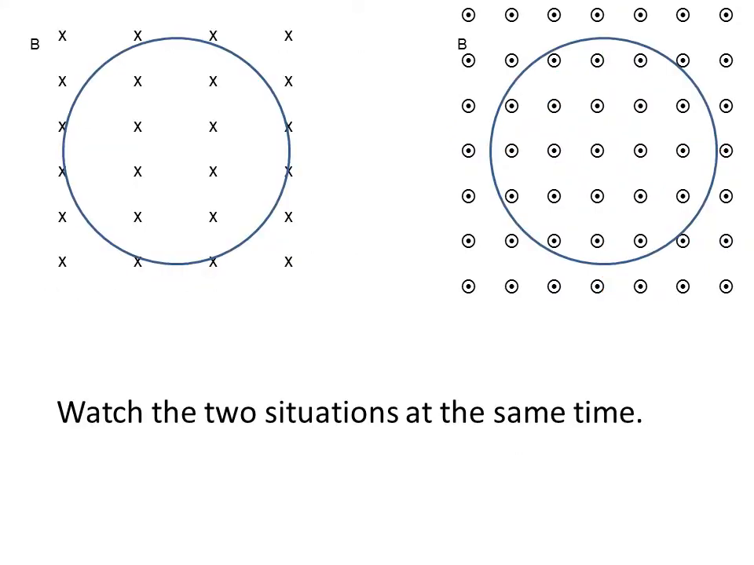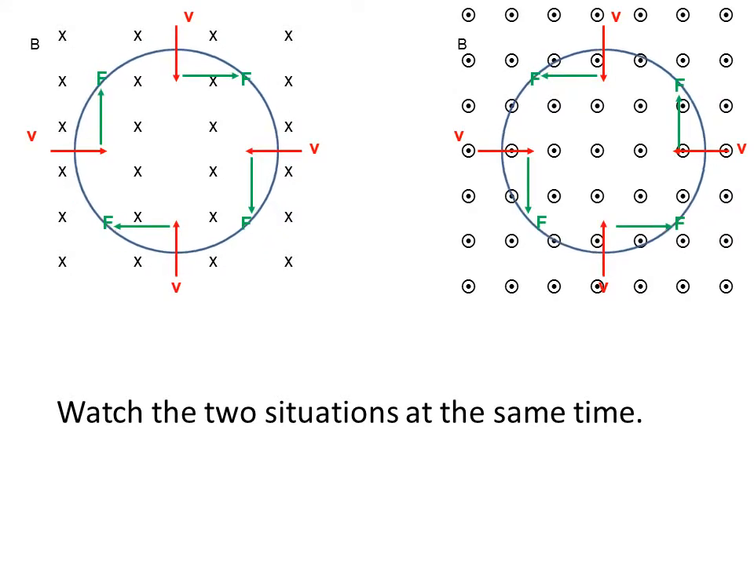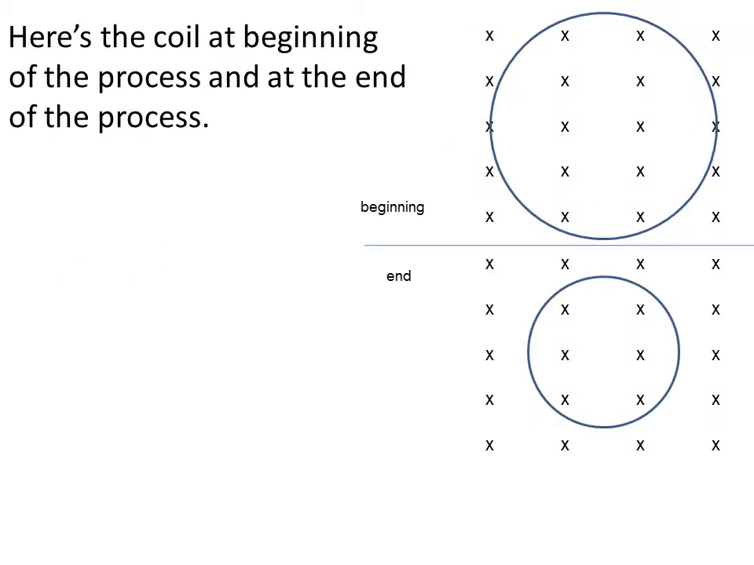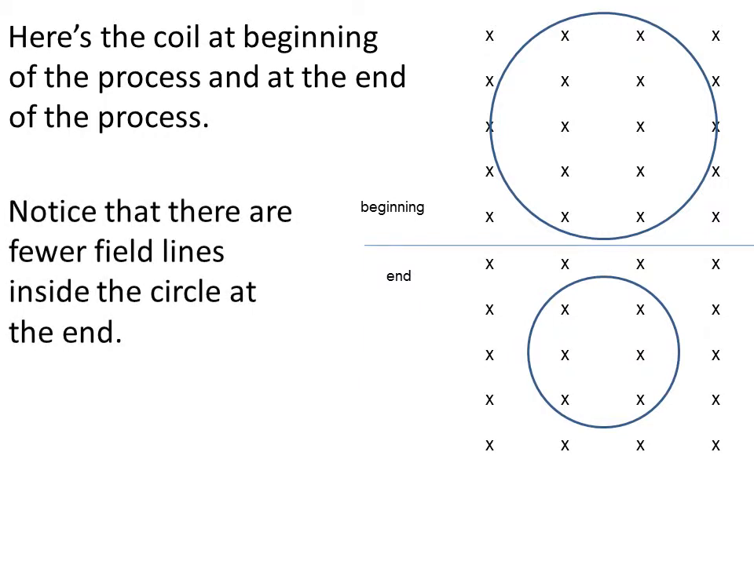Now watch the two situations at the same time. All that's different is the direction of the field. In both cases, the circles shrink, but on the left side we get a clockwise current, and on the right side we get a counterclockwise current, caused by the forces, caused by the motion. Now pay attention to what's going on at the very beginning of the process, and then again at the very end. You should see, it's pretty clear, that there are fewer X's, fewer field lines inside the circle at the end of the process than at the beginning.